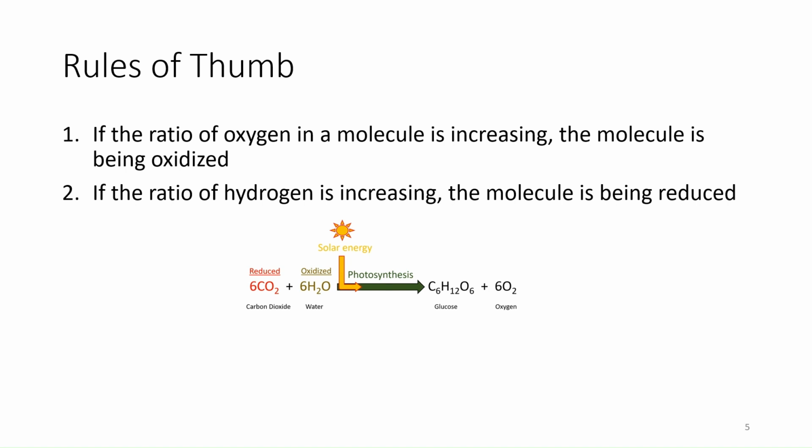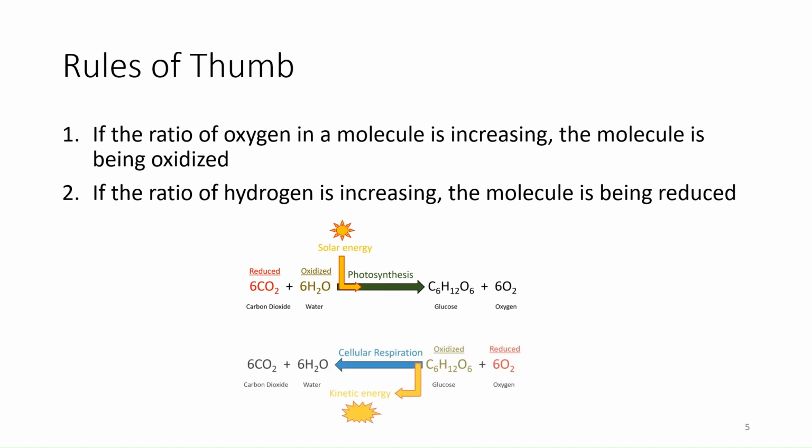And I want you to notice here that this is a coupled reaction. Carbon dioxide is reduced, so it's gaining electrons to become organic matter. And it has to get those electrons from somewhere. So it gets those electrons from H2O. And if H2O is giving its electrons away, it's being oxidized.